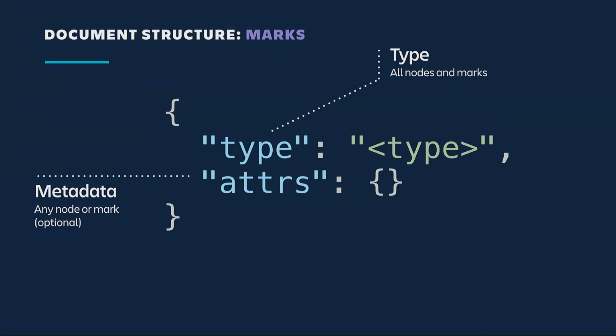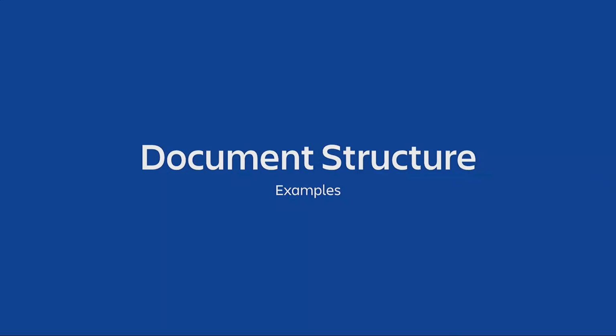The last one, marks, is even simpler. It's just composed of essentially a type and metadata. That's all there is to marks. So now that we've learned the basics, so these 3 node types and their structure, we can assemble a few example documents to essentially look how this works in practice.